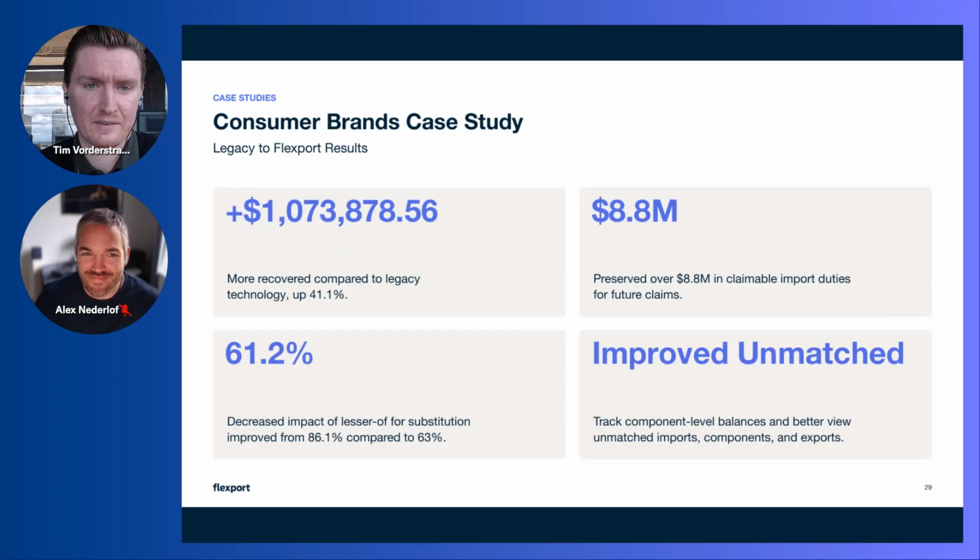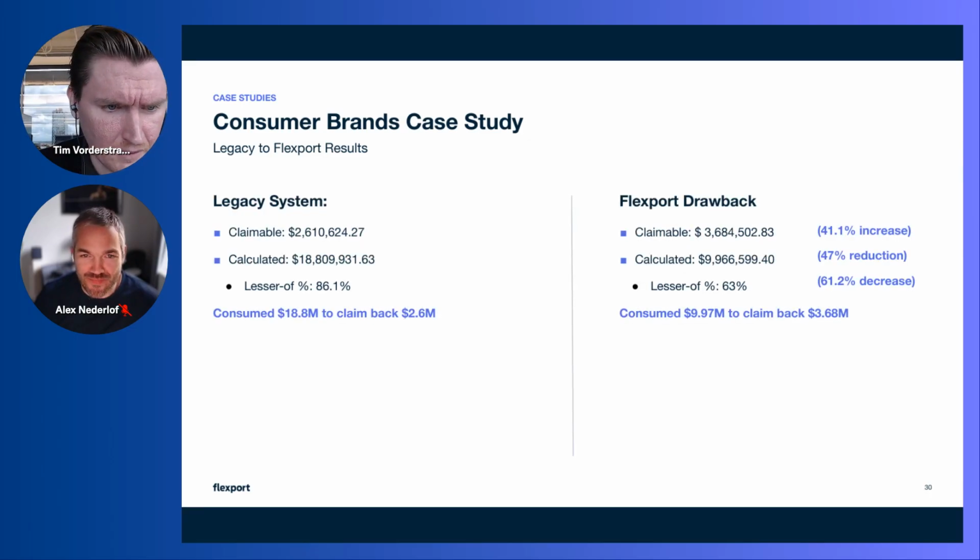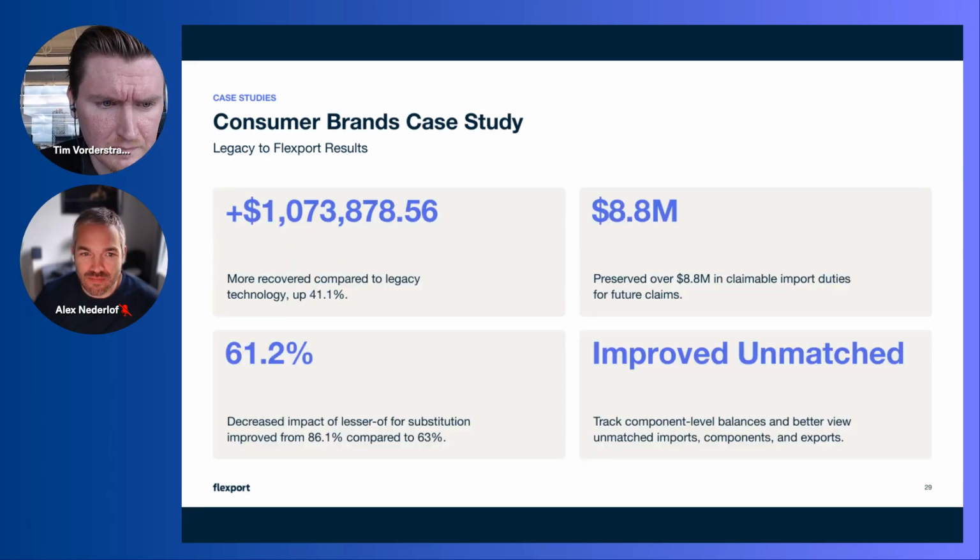So here's the last example. This is, again, a consumer brand. Actually, this is an automotive brand. Oops, sorry, I think my screen stopped sharing. No, you're good. We can still see it. Okay.